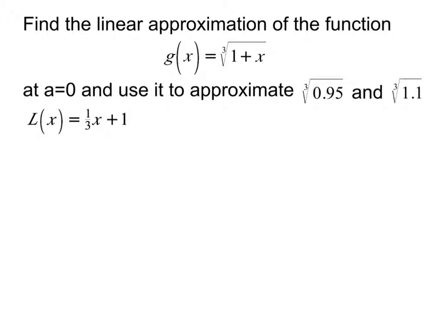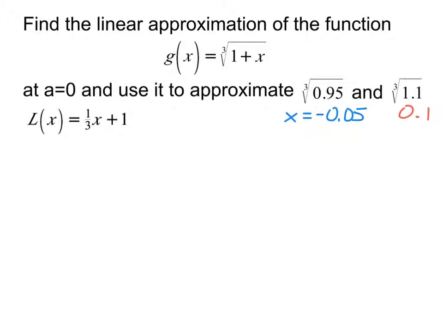So when you go and do this, the very first thing you have to do is know what you are plugging in for x for each estimate. So for this first one here, what do I need to plug in for x in order to make this equal 0.95? It'd be a negative 0.05, yeah. So for this first one, you're using negative 0.05. And for the 1.1, what does x need to be there? 0.1. Yep, 0.1 on that one. So those are the numbers you're now plugging in for x.